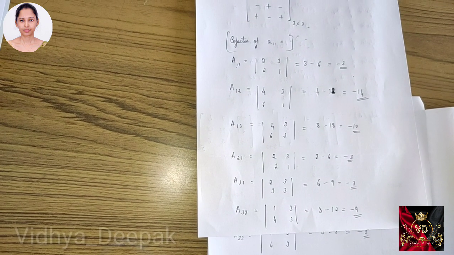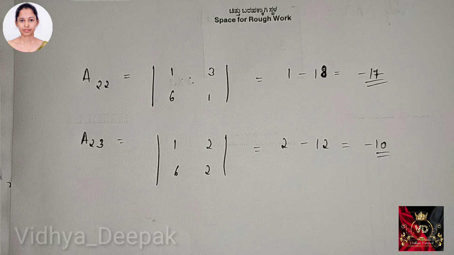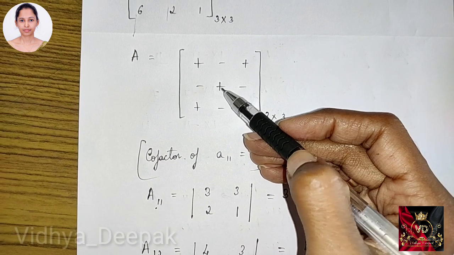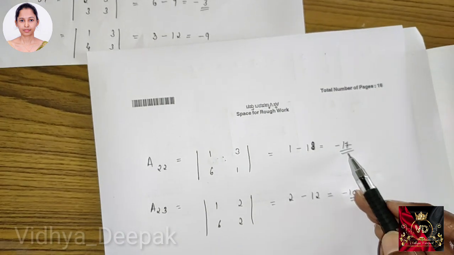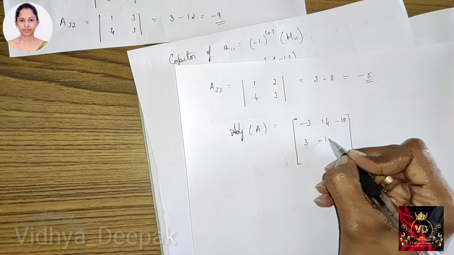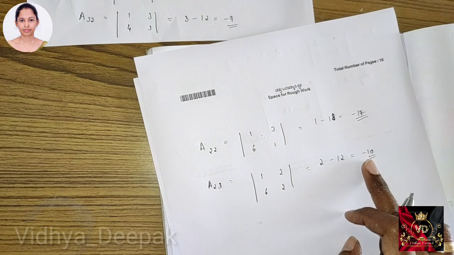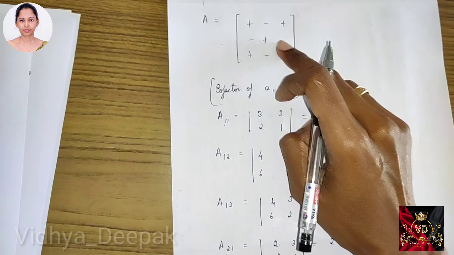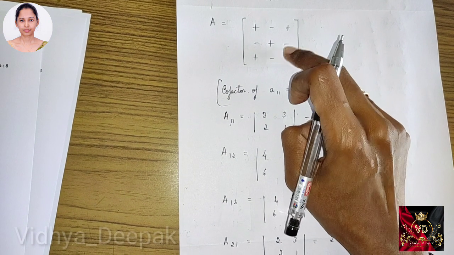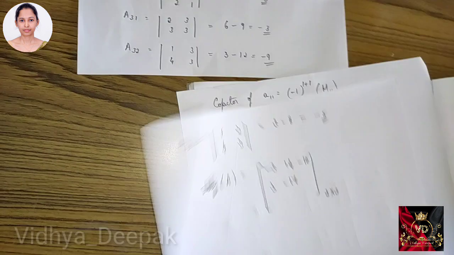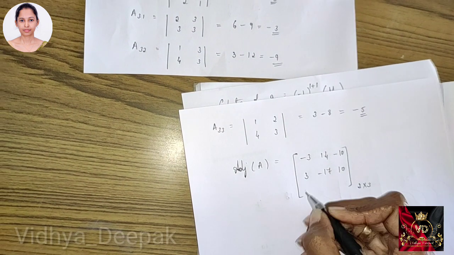A22. We have A22 to be minus 17. So let us check out the sign. A22 is positive. So plus into minus is minus. So we will write back minus 17. Again, A23 is nothing but again minus 10. So A23 position, what is the sign? It is minus. So again, minus into minus becomes plus. So this becomes plus 10.